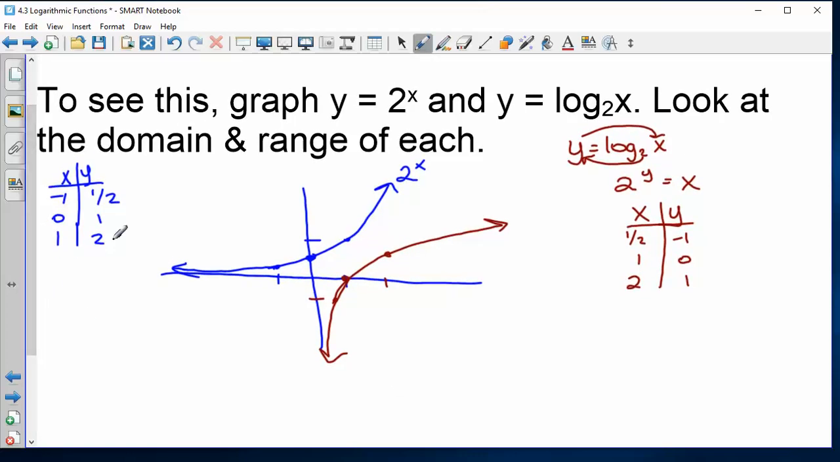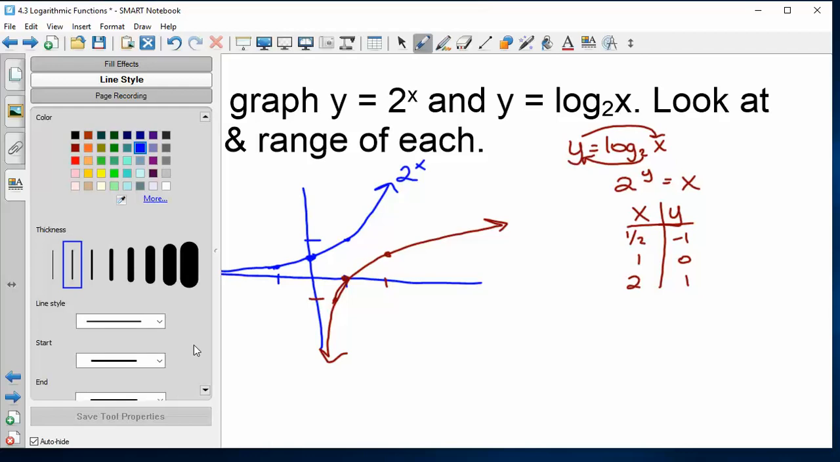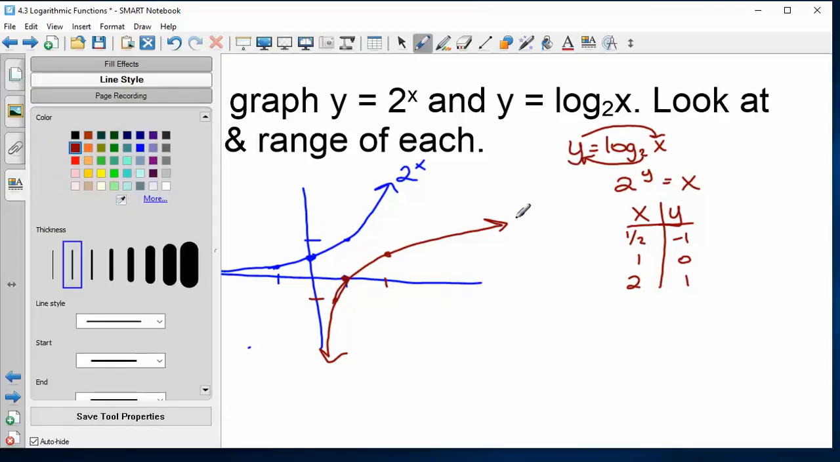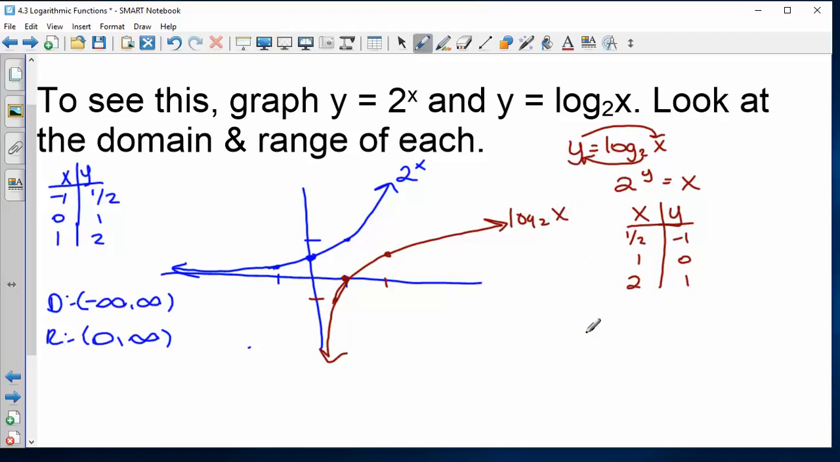What's the domain of the first one? The blue one, the 2 to the x? What's the range? I see 0, infinity. Okay. For the red one, my log base 2, this one has a domain of 0 to infinity, and my range is... so how are these related?